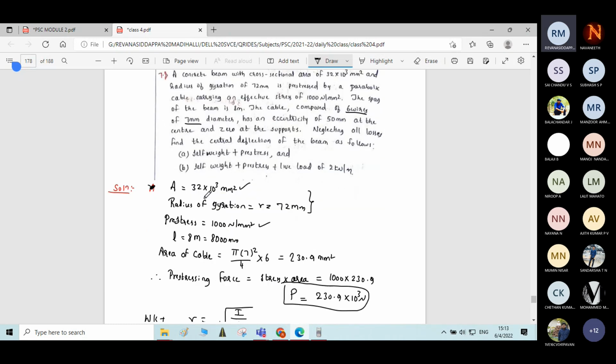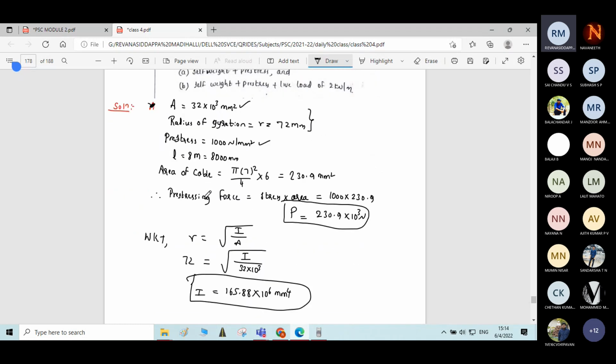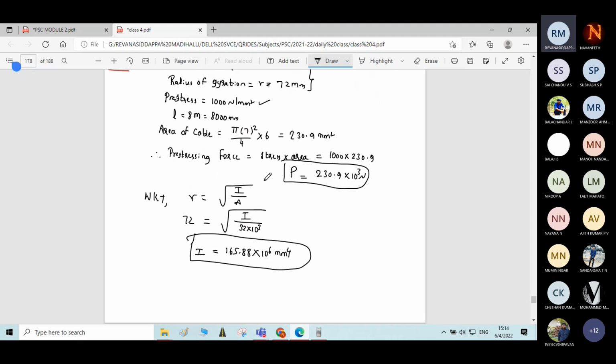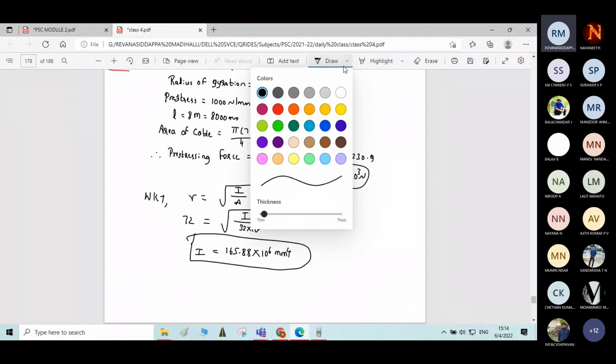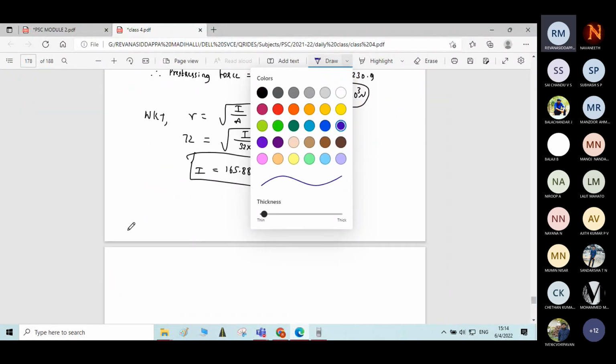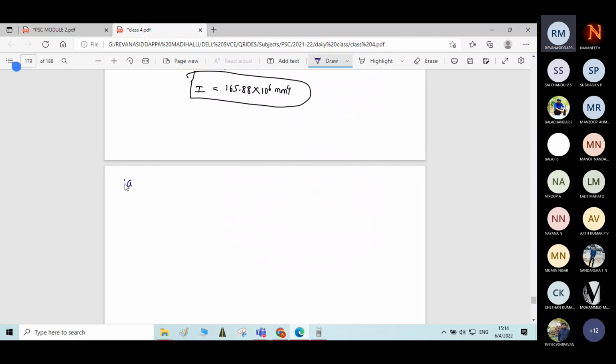Now the question is to find the deflection due to self-weight and prestress, and the deflection due to self-weight, prestress, and line load of 2 kN per meter. Initially find all the deflections due to self-weight, prestress, and the line load. Then adding together, we will get the answers. First one, deflection due to self-weight, delta DL.